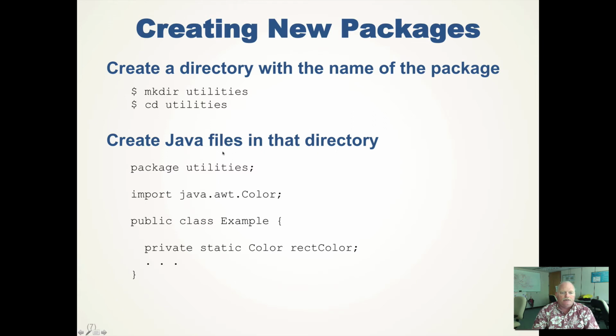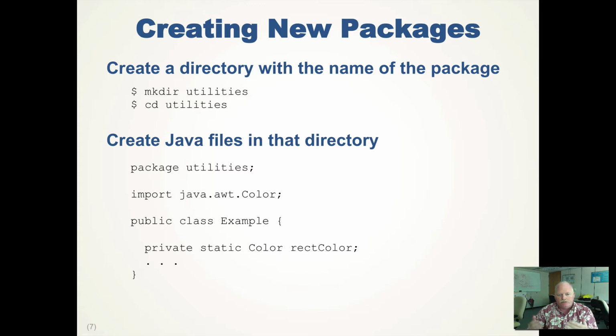And to indicate that they're in the package, I need to include the package utilities line at the beginning of each Java file. That tells Java that this file belongs to the package utilities. I can do my imports, and then I create my class. Now this class is actually in the utilities package, so its full name is utilities.example. And again, since I imported Color, I can create a variable of type Color. It's actually of type java.awt.Color, and I can continue on my merry way.